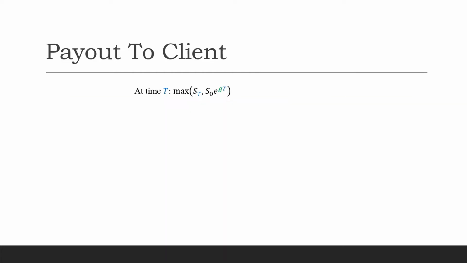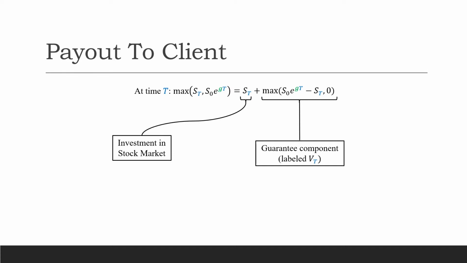We should consider what we need to pay our client at the time of expiration. Mathematically, I formulated the payout to the client as the maximum of what ends up happening to the stock market and the initial investment with a rate of return of G. We can write our maximum as such to show the different components: investment in stock market and the guaranteed component, which I've labeled V of T. To cover the stock market component, we can simply use the client's $100 to purchase the stock market portfolio at time zero, and we need to figure out how we can mechanically cover the guarantee component and how much it will cost us to use our strategy.